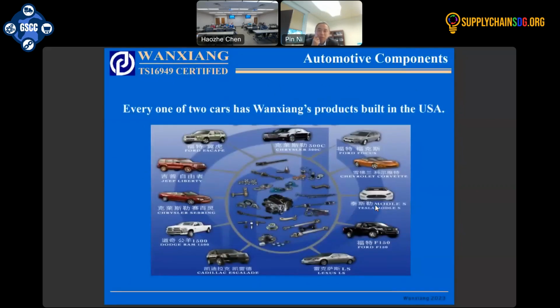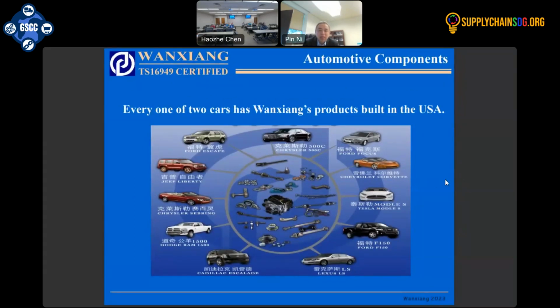Next page. So this is sort of our platform, and as you can see, we counted 1 out of every 2 vehicles in the United States are using Wanxiang's product. Our products are more for undercar related, those we typically call suspension, brake system, powertrain system, chassis system, and it could be from a small passenger car all the way to, it's not on here, Caterpillar's earth mover.